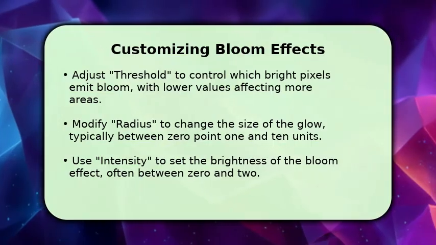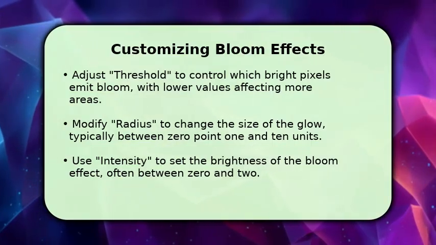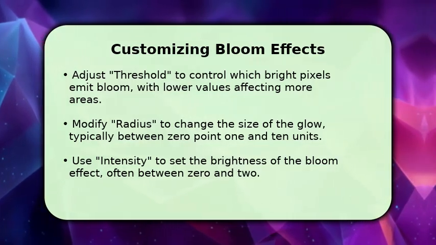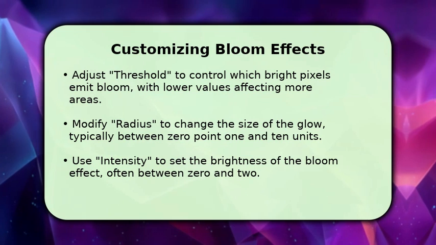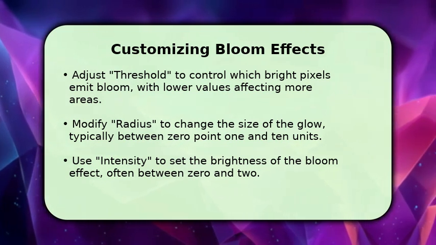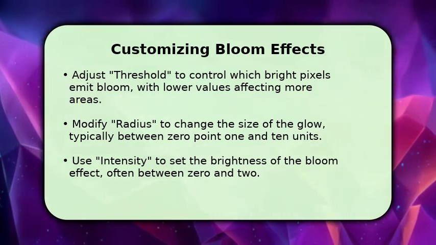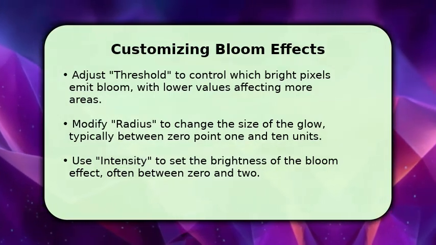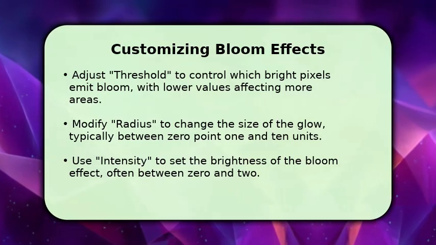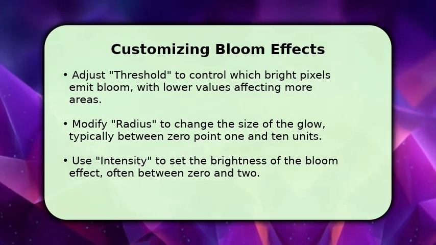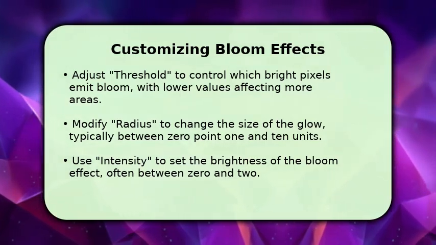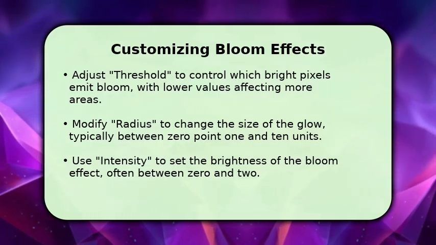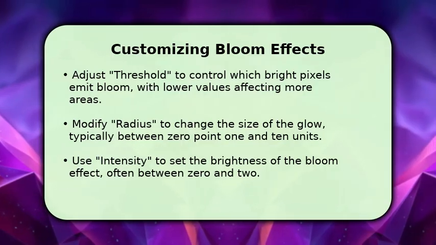Now let's customize the bloom effect. The threshold setting determines how bright a pixel needs to be to emit bloom. A lower value means more areas will glow. Radius controls the spread of the glow, with larger values creating a wider effect, often set between 0.1 and 10. Finally, intensity adjusts how bright the bloom appears, usually ranging from 0 to 2. Experiment with these three key parameters to achieve your desired visual style.